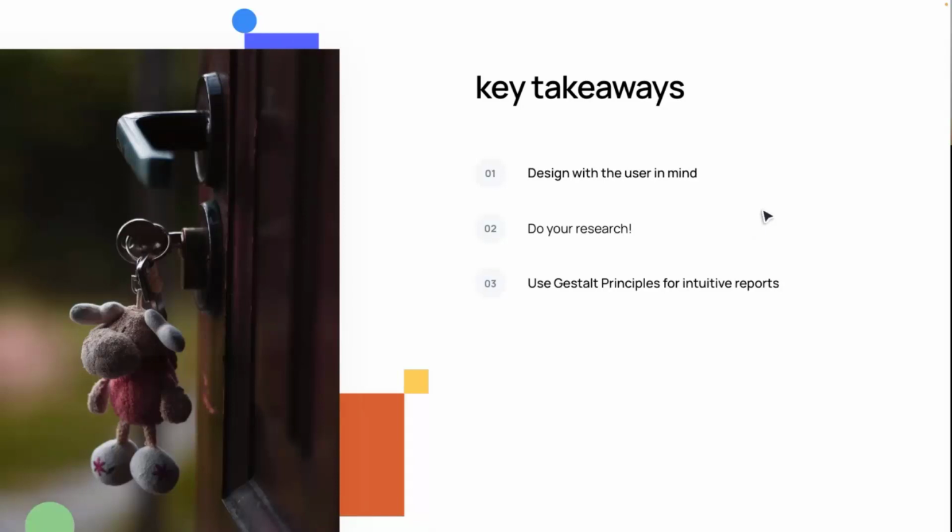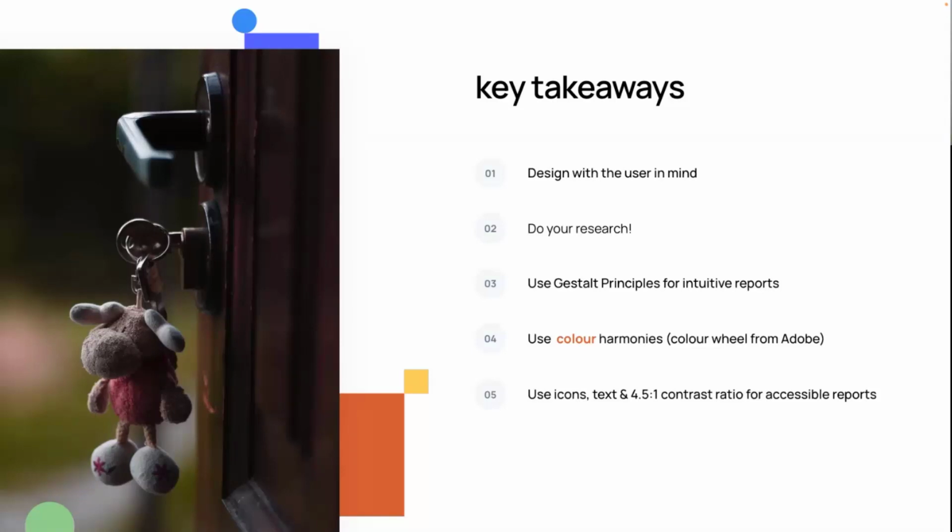Use Gestalt principles to create intuitive reports. So use the principles of similarity, proximity, and common region, as we discussed, and explore the rest of them, or wait for some of my next sessions. Use color harmonies. So use the color wheel from Adobe. Just don't overdo it, 3 to 5 colors and not more. And try to convey information in different ways. So not just with color, but also with icons and text.